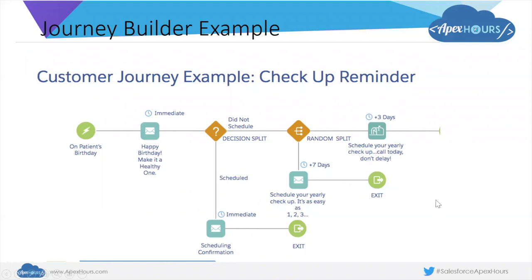So this is a simple example of a journey which just sends out a few email communications. As you have seen in the previous journey snapshot, your journey can be as complex as it can include 150 activities or more.